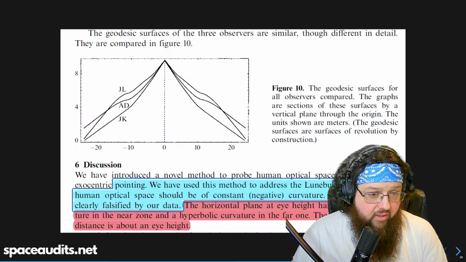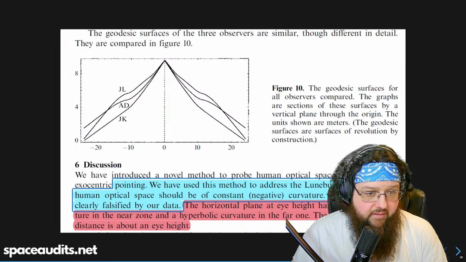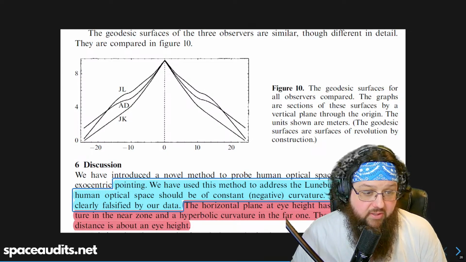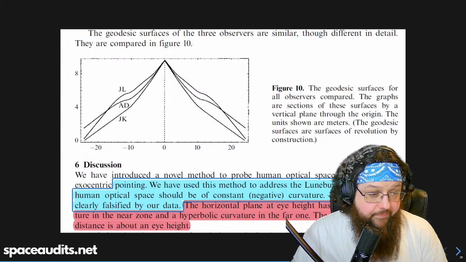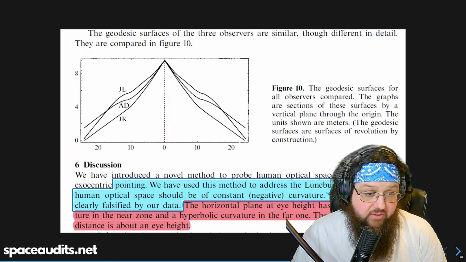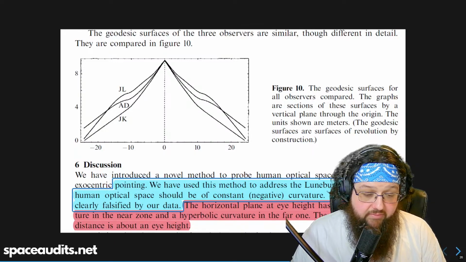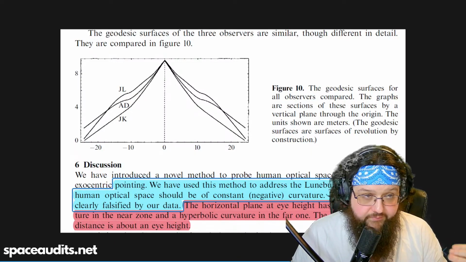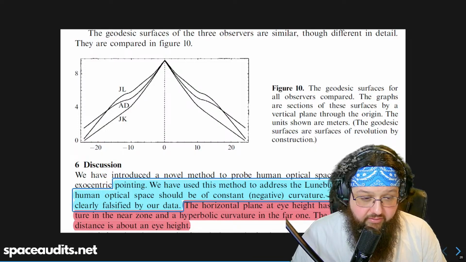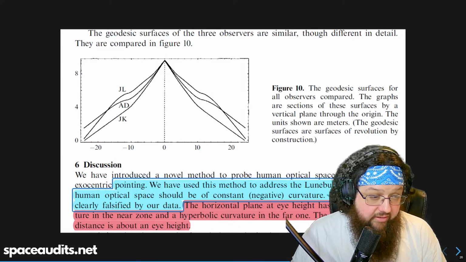All right. And then they go on and say, does it curve? We have introduced a novel method to probe human optical space, namely that of extrinsic pointing. They're talking about the methodology they used for their experiment. We use this method to address Luneburg's hypothesis that human optical space should be of constant negative curvature. That was Luneburg's hypothesis, but it was later falsified. It's both. The near field is positive and the far field is negative. This hypothesis is clearly falsified by our data.